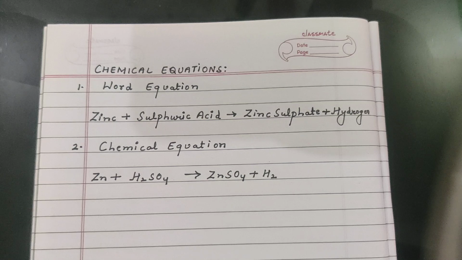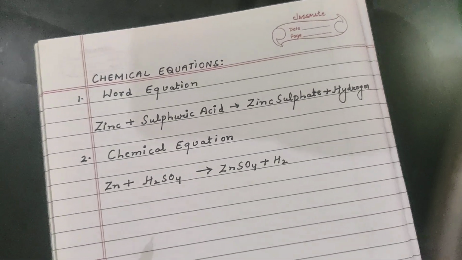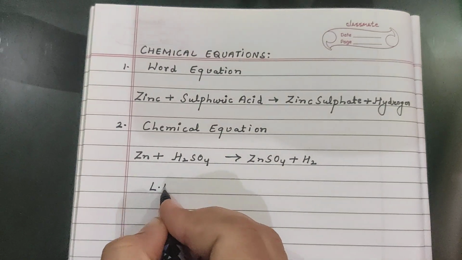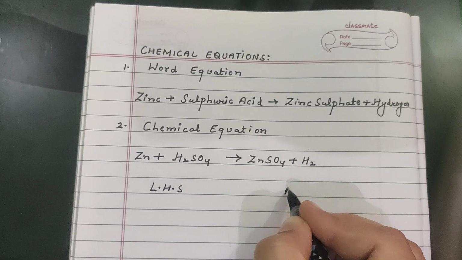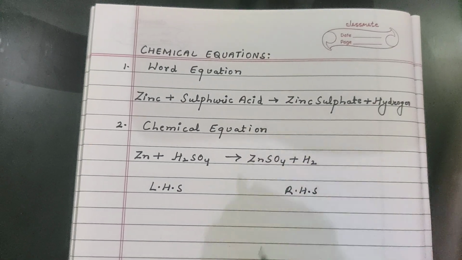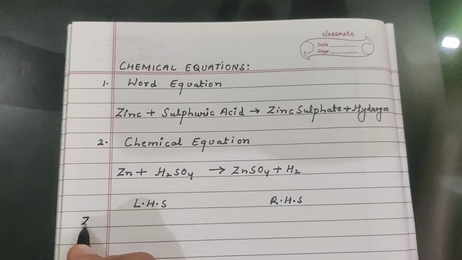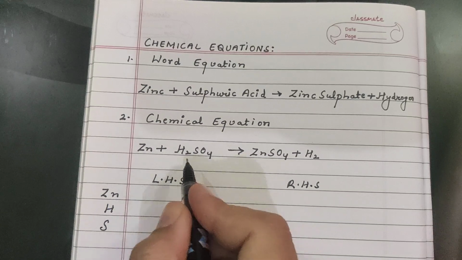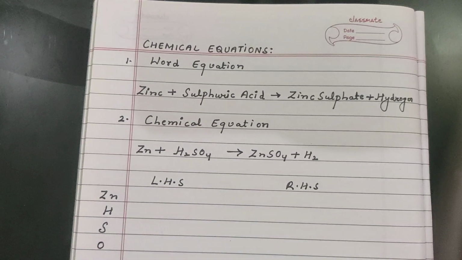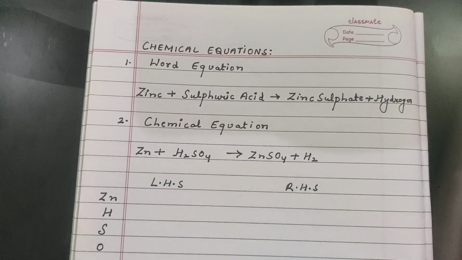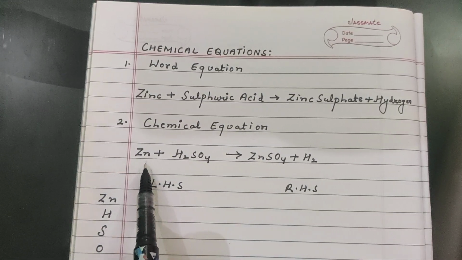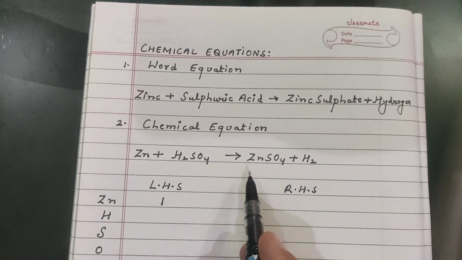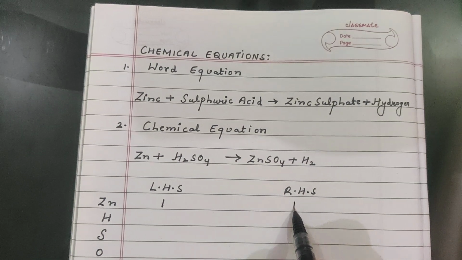Now, consider this equation. Now, I'll count the number of atoms on both the sides. This is the left hand side. This is the right hand side. The atoms are, first is zinc. We are having hydrogen, sulfur, and oxygen. Now I'll count the number of atoms on both the sides. If I count the number of zinc atoms, on left hand side the number of zinc atoms is 1. On right hand side the number of zinc atoms is 1.